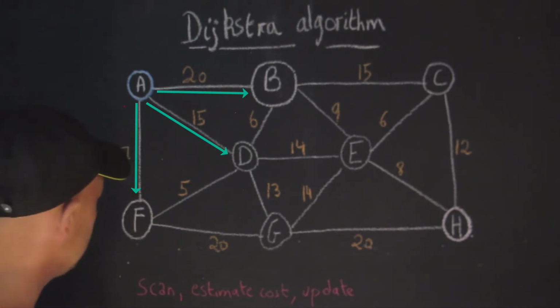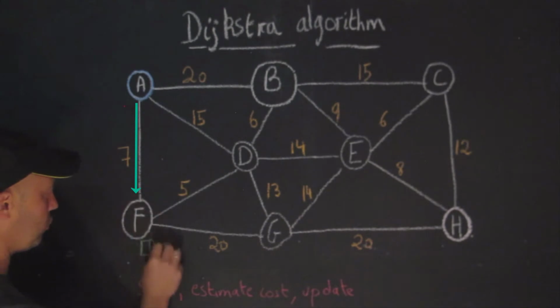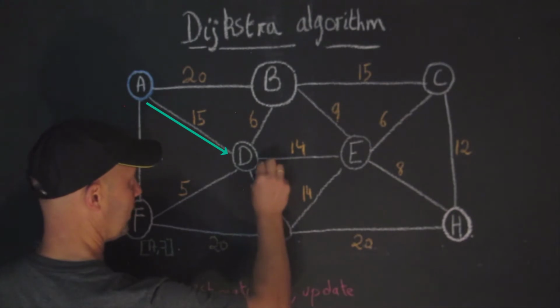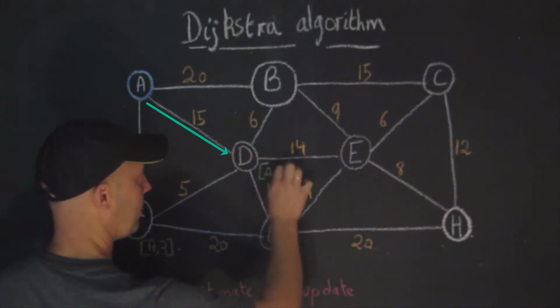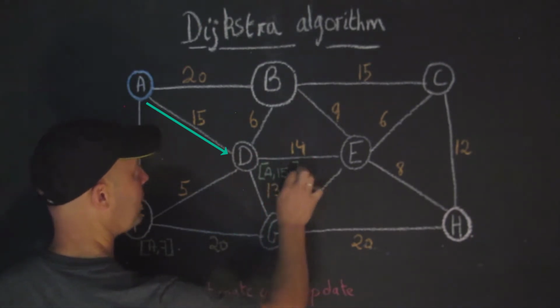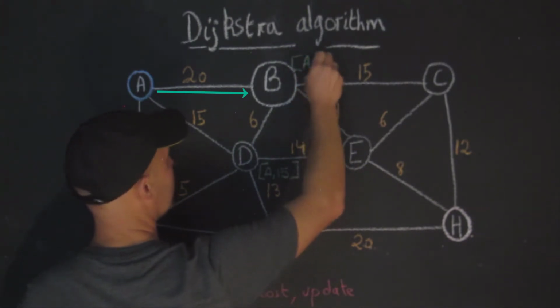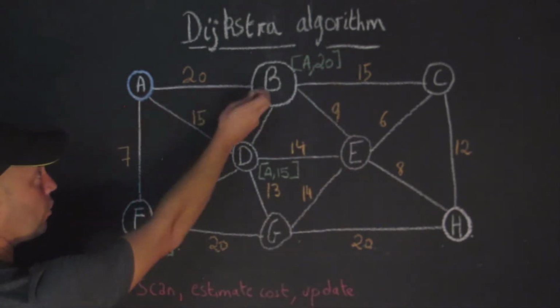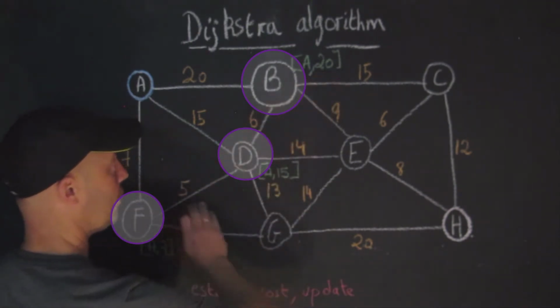So how are we going to write this? We are going to write for F here. To go to F, I can go from A, and the cost is going to be equal to 7. Similarly, I can go to D. So to D, that's going to be A, the original node, and it's going to take me a cost of 15. And similarly for B, I can go to B, coming from A, and this is going to take me a cost of 20. So this is where I have scanned from A which nodes I can go to in a non-stop, and then added what the cost is going to be.